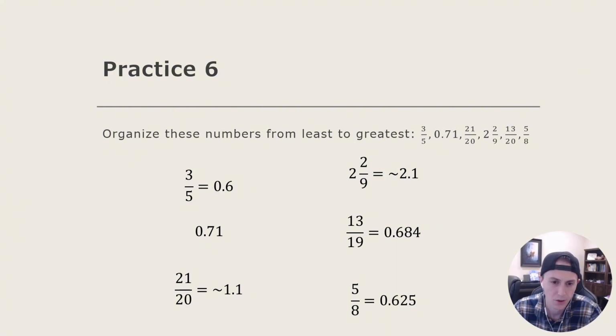Now it asks us to organize them from least to greatest. And so I would now organize them 3/5, 5/8, 13 over 19, 0.71, 21 over 20, 2 and 2/9.